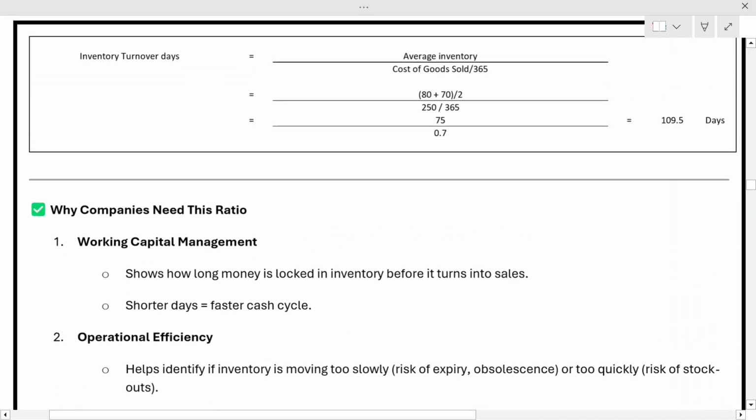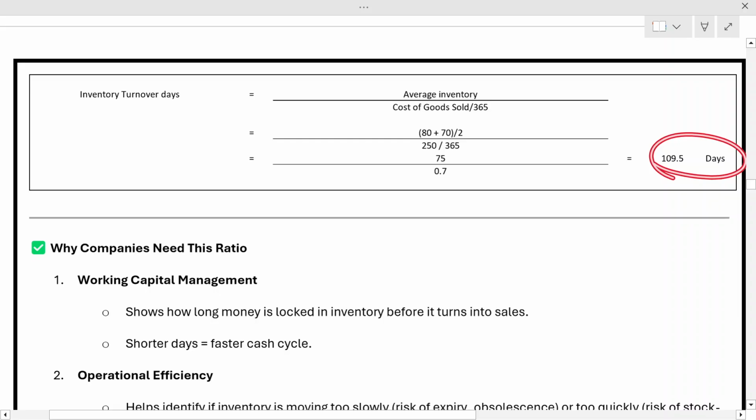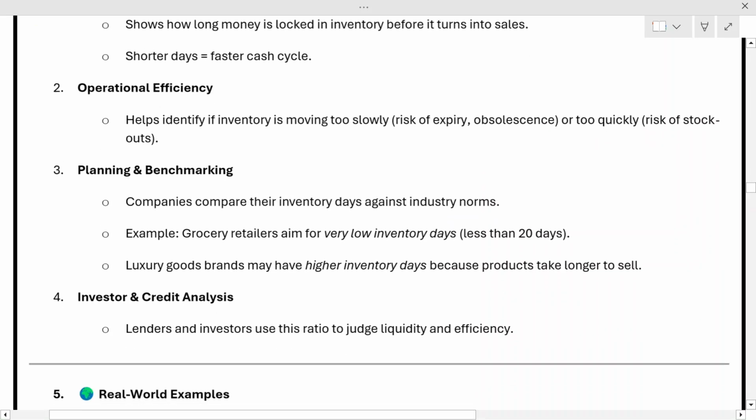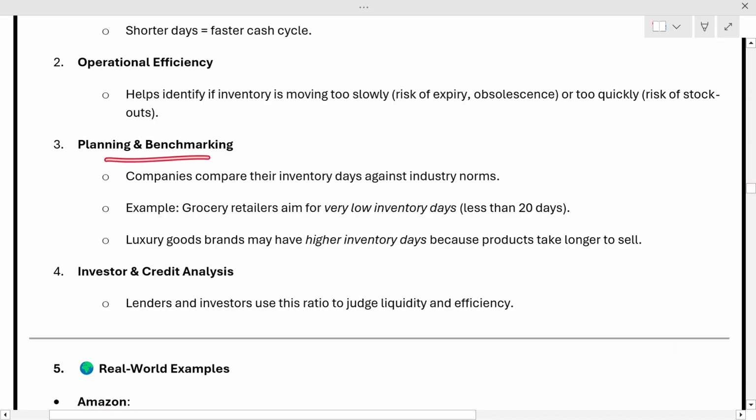Because if the number of days is higher, it means inventory is moving slowly, and when the inventory is moving slowly, there is a chance that expiry will be there, or obsolescence will be there, or other problems might occur. Similarly, you can plan for benchmarking. Companies can compare their inventory days against the industry, how much inventory turnover days other people are having.